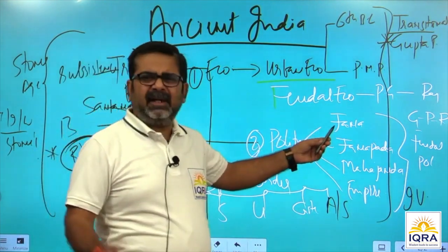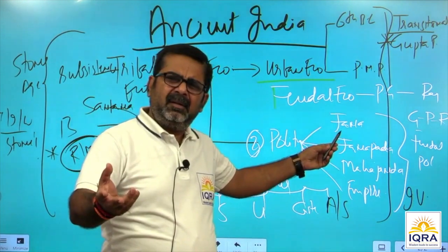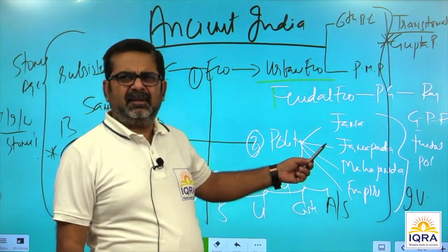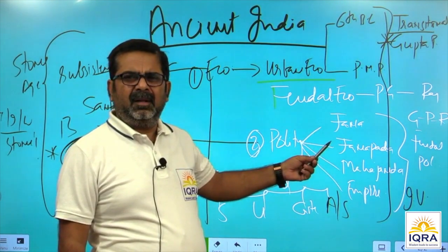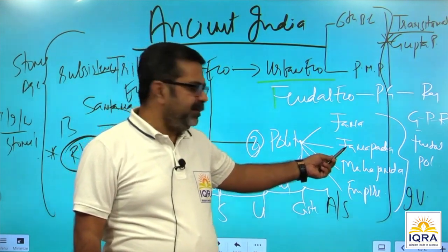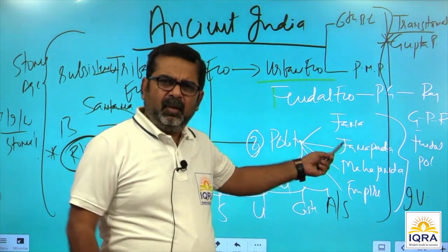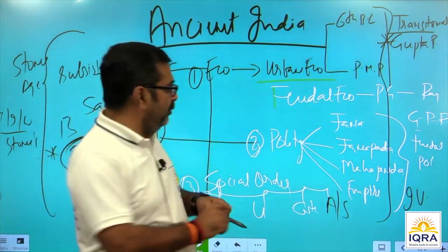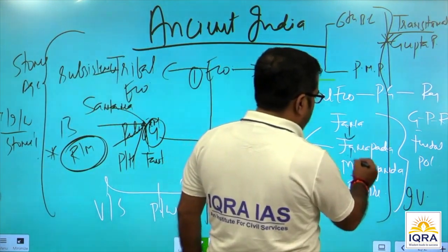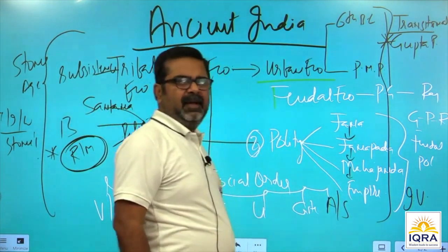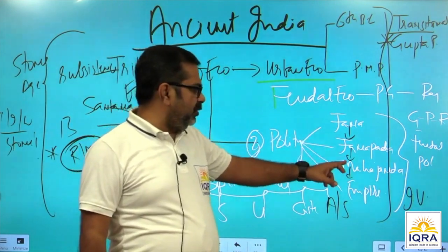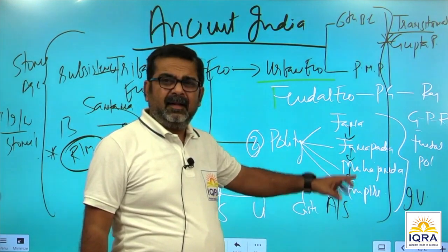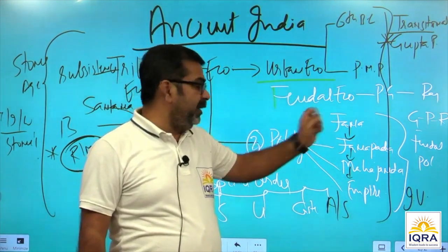Rig Vedic polity, Jana, tribal, what and why, important features, finish. Janpad, what? Now this development graph should be very clear to you. They'll ask the question from this development graph. 2001, 2002, 2003, 2004, 2005, again they will come here.